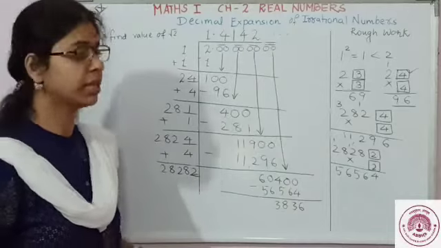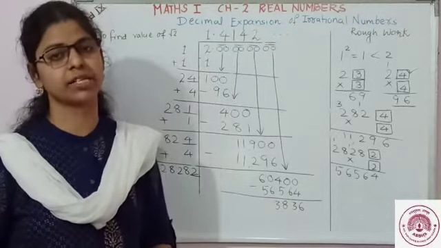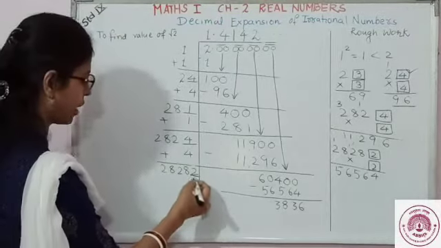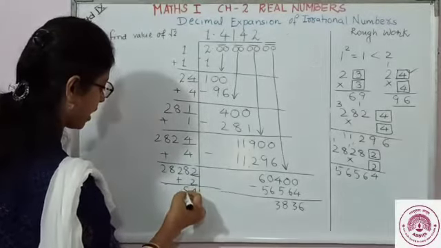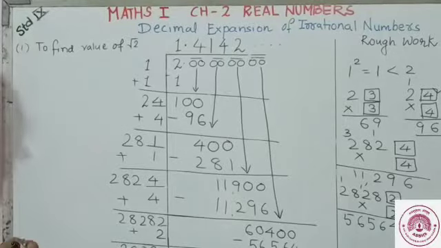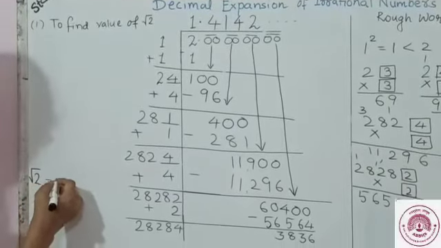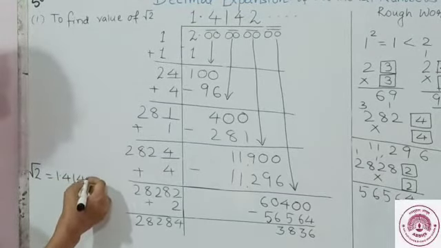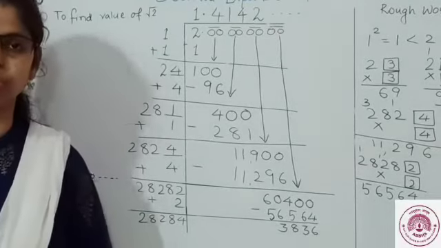As we know, the decimal expansion of an irrational number is non-terminating as well as non-recurring. So what is the final value we can write here? You can add this 2. So we'll get the final thing: 4, 1, 4, 2. Therefore, the value of root 2 equals 1.4142 and so on. Hope you have understood this.